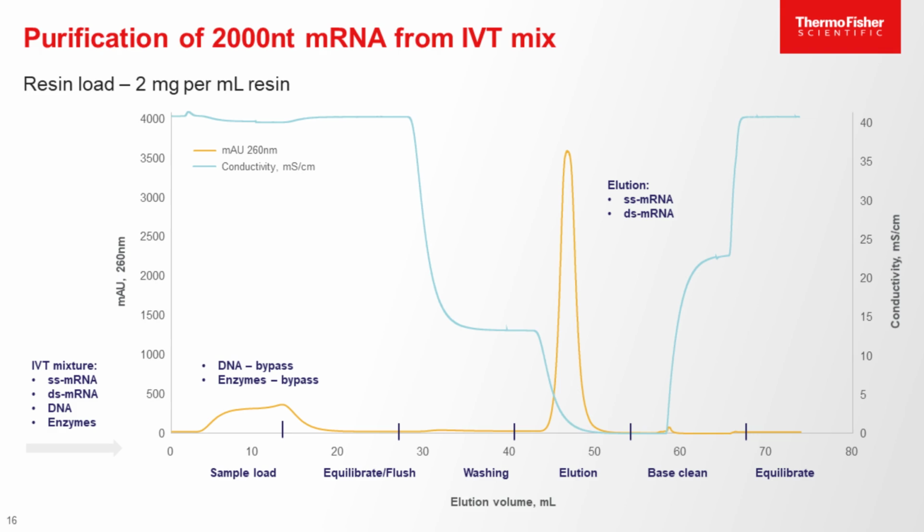After sample loading, the column was cleaned with 2 washes, an equilibration buffer, and a low salt wash at 0.1 molar sodium chloride. The mRNA was eluted with RNase-free water, and the column was cleaned with 0.1 molar sodium hydroxide.